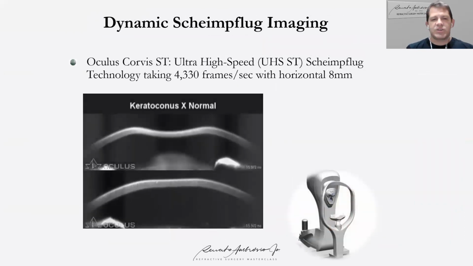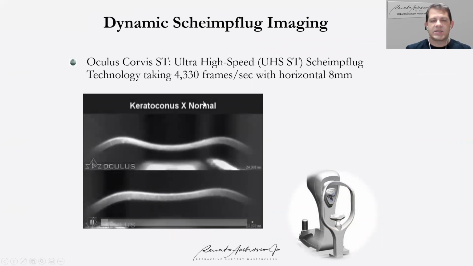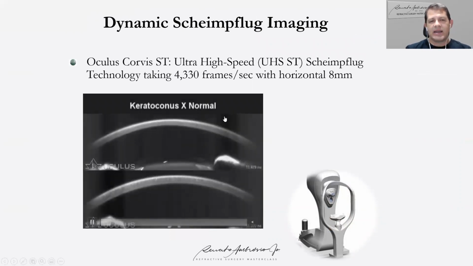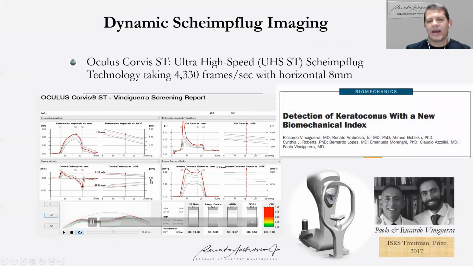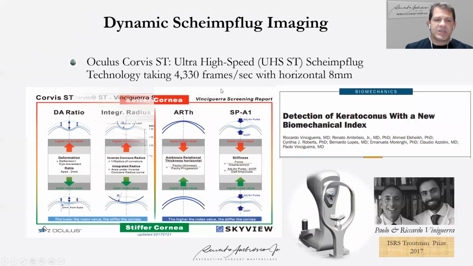The dynamic Scheimpflug imaging can take 140 frames in 31 milliseconds. The idea is to do an objective measurement of the cornea, looking at the deformation, the velocity, the shape of the deformation, and we can combine this data with the CBI. Very, very nice work done by Riccardo and Paulo Vinciguerra, with whom we are very honored and proud to collaborate. And this can distinguish a softer from a stiffer cornea based on the shape of the deformation, and including some of the geometrical parts of the cornea, because you have horizontal thickness with the Ambrósio relational thickness at the horizontal axis.